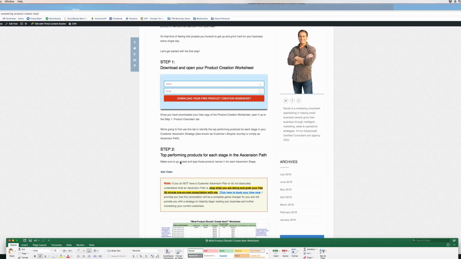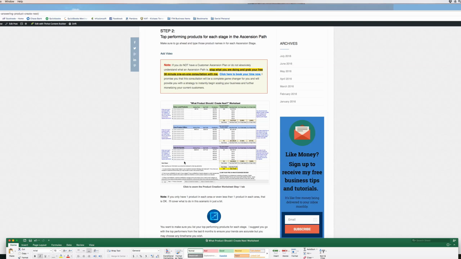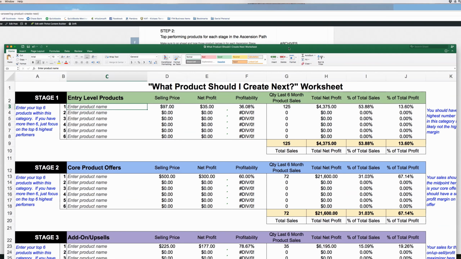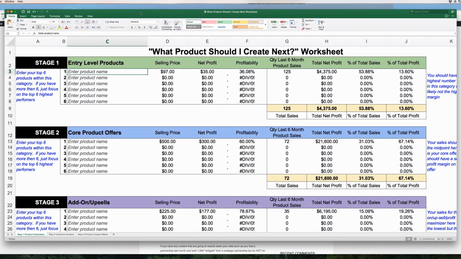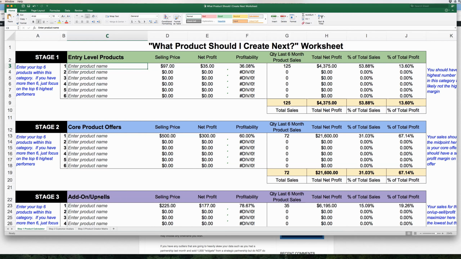And step 2, what you're going to do is you're going to find and identify your top performing products in stage 1, which is entry level, in stage 2, which is your core product offer, and stage 3, which is your add-on or your upsells. Now, some of you might only have 1 entry level product, 1 core product, and no upsells. That's completely okay. Don't fret. If you have tons and tons of products, good for you. You're very prolific in building content and products and services, so that's awesome.